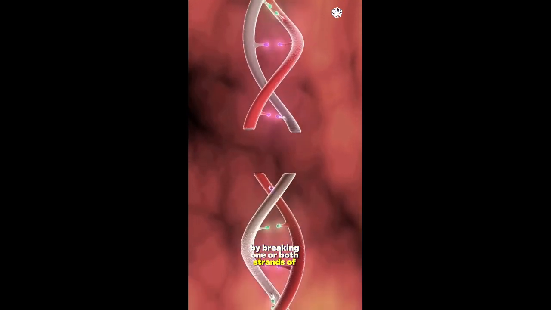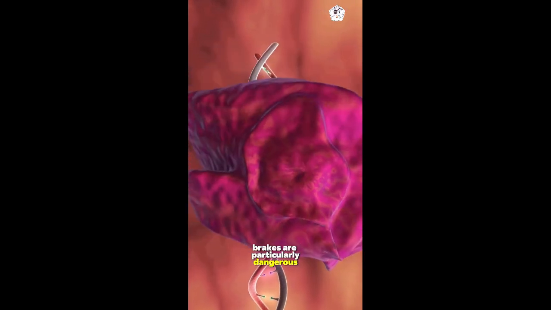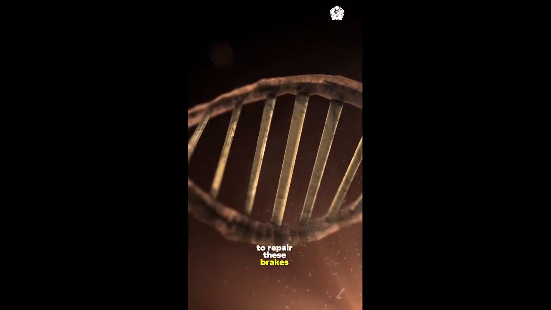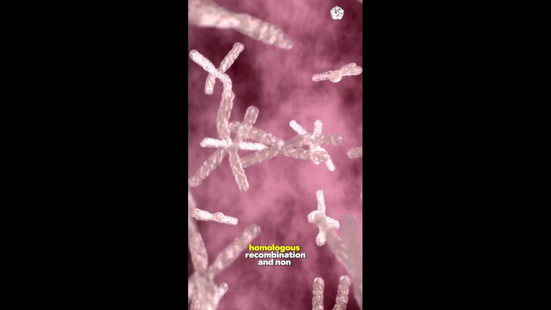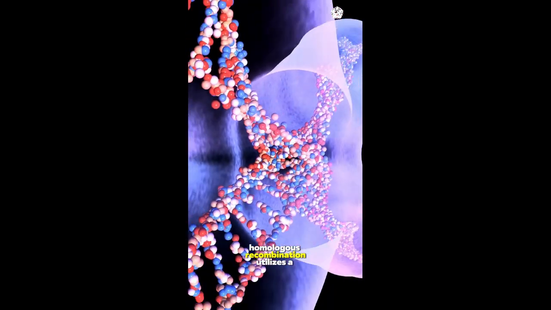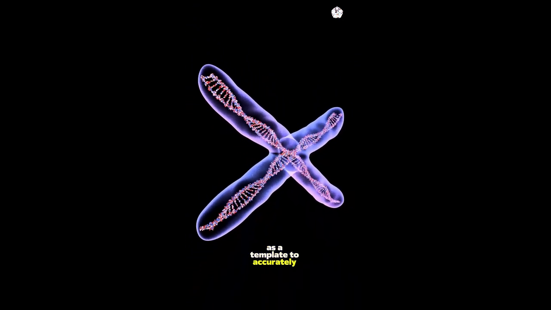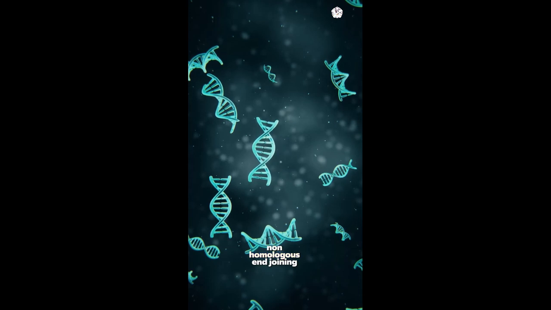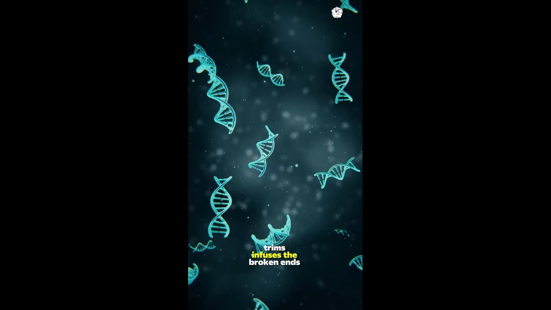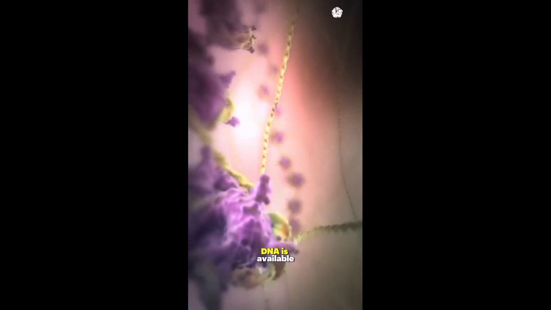High-frequency radiation, such as gamma rays and X-rays, can cause more severe damage by breaking one or both strands of the DNA backbone. These double-strand breaks are particularly dangerous and can lead to cell death. To repair these breaks, cells use 2 main methods: homologous recombination and non-homologous end joining. Homologous recombination utilizes a similar, undamaged DNA segment as a template to accurately repair the break. Non-homologous end joining, in contrast, trims and fuses the broken ends without a template, which can lead to errors but is useful when no similar DNA is available.